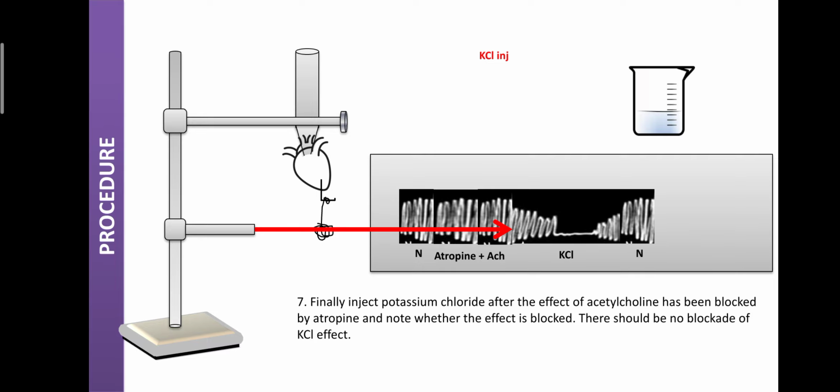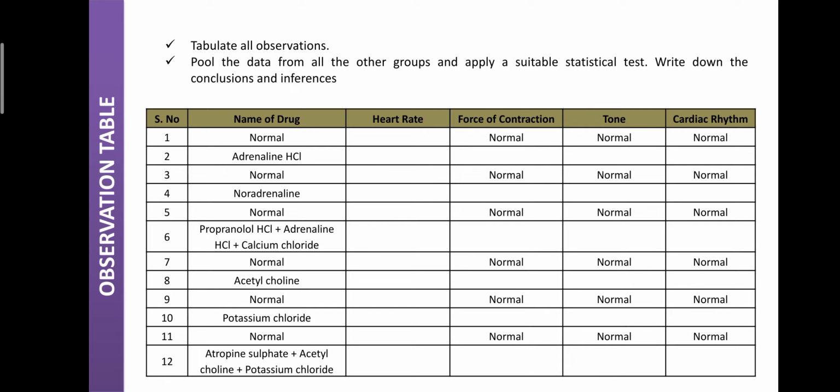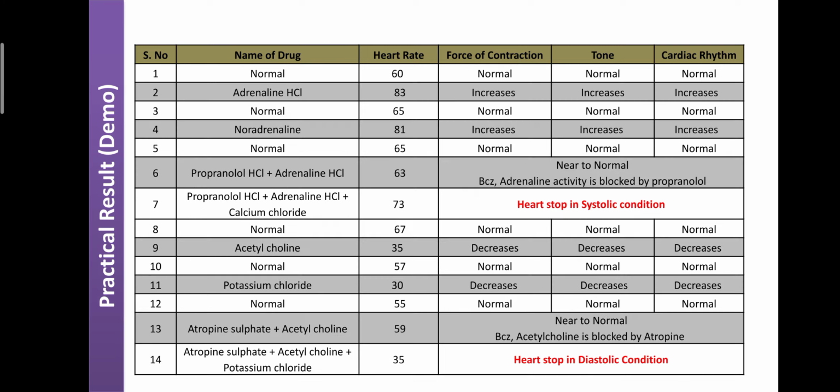Then after that, once again record the normal responses. Then in the observation table, tabulate all the observations, then pool the data from the other groups and apply suitable statistical tests. Write down the conclusion and inference using the following table. This table consists of serial number, name of drug or treatment, heart rate, force of contraction, tone and cardiac rhythm. I explain this table with the help of one demo example. These are only for demo purposes.